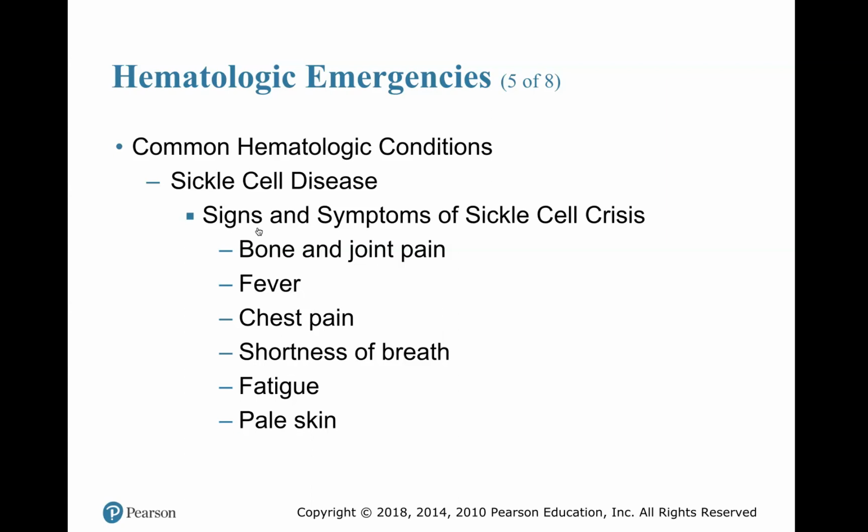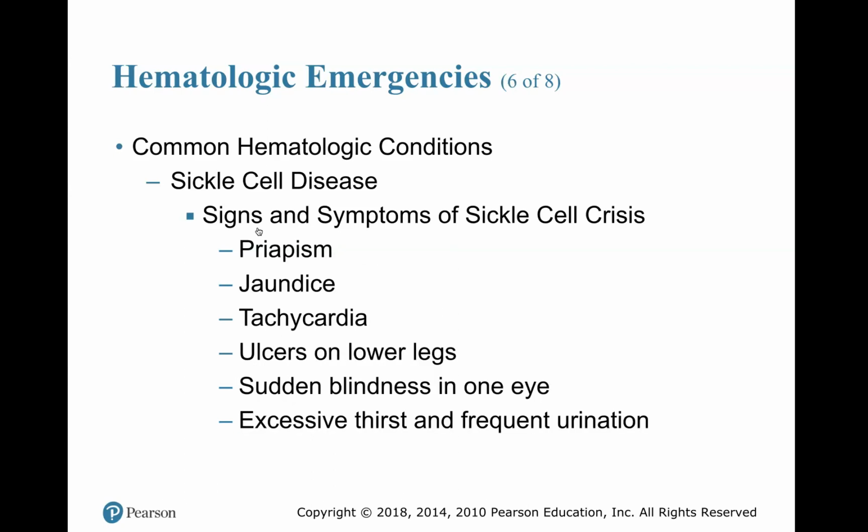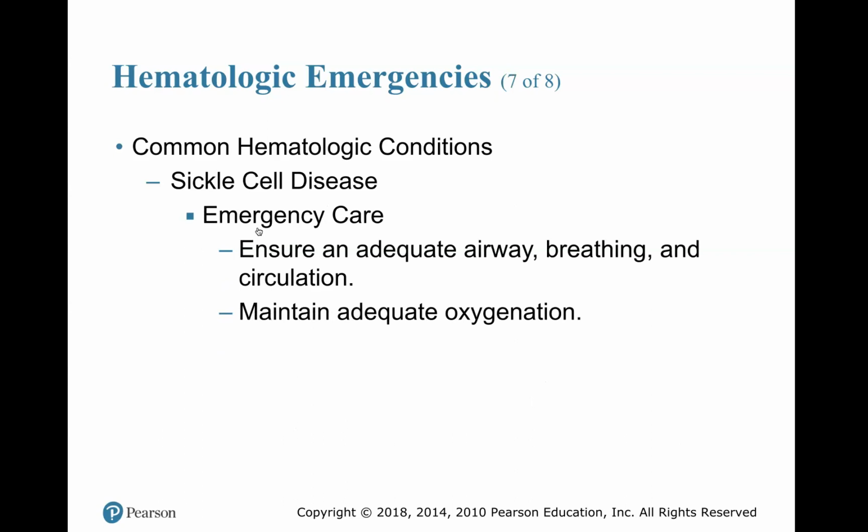Signs and symptoms of sickle cell crisis: bone and joint pain, fever, chest pain, shortness of breath, fatigue, and pale skin. Priapism, that is an erection in men caused by a disease or an injury. Jaundice, tachycardia, ulcers on lower legs, sudden blindness in one eye, excessive thirst, and frequent urination.